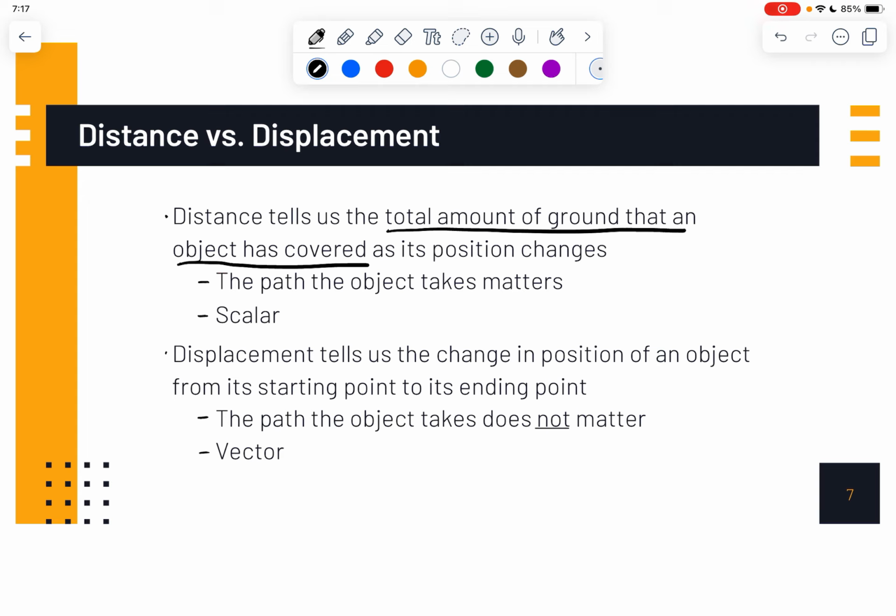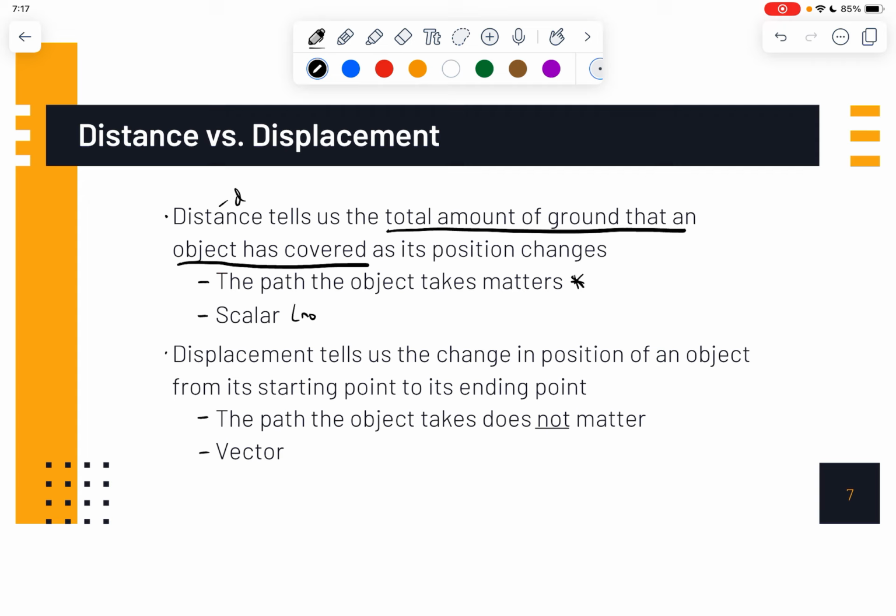Typically we represent distance with a lowercase d. We want to know, if an object is traveling through multiple legs, what is the total amount of all those legs added together? So for this, we say that the path our object takes matters. We want to know how each individual leg gets us from our starting point to our ending point. Now distance is going to be one of our scalar quantities.